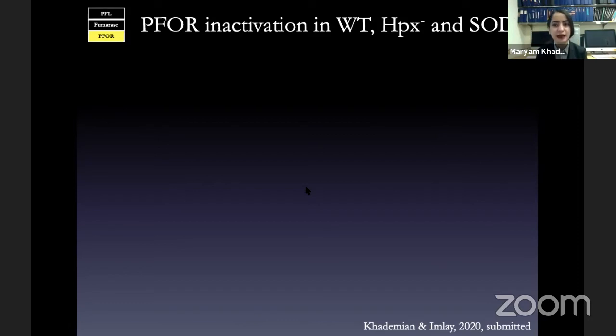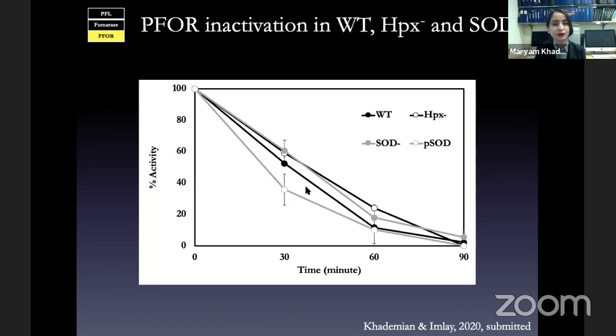So the idea is that the wild type strain would have a normal amount of ROS in it. The HPX minus strain, because it does not have hydrogen peroxide scavenging enzymes, has way more hydrogen peroxide in it when the cells are aerated. The SOD minus strain, because it does not have superoxide dismutase, has way more superoxide in it when the cells are aerated. And the PSOD strain, because it has a lot of superoxide dismutase, has way less superoxide in it than the wild type. So they all have different amounts of superoxide and hydrogen peroxide in them. But what was interesting was that the rate at which PFOR lost its activity was the same in all of them.